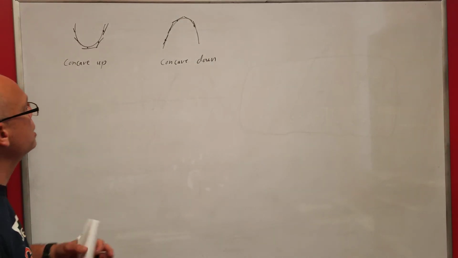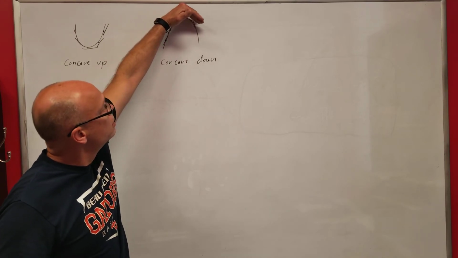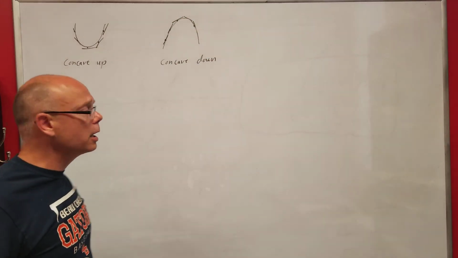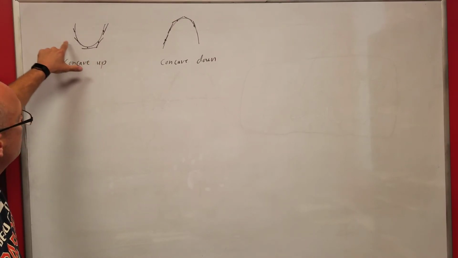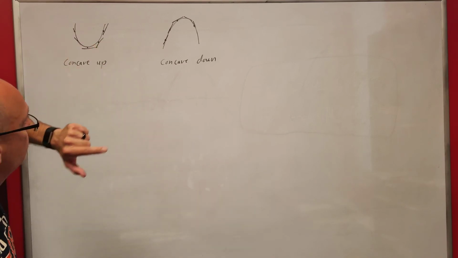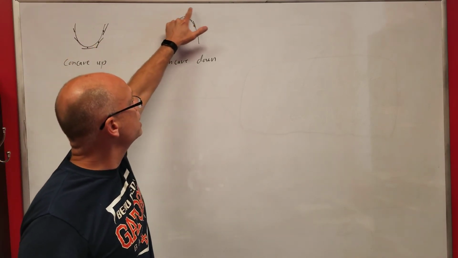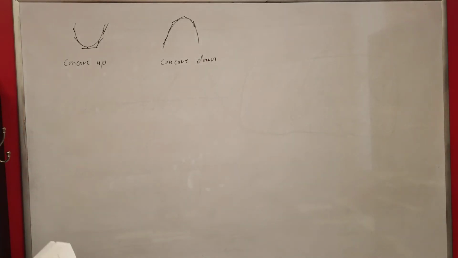They are decreasing. They go from steep positive to less steep positive to negative to steeper negative, okay? So concave up, slopes of my tangent line are increasing, or my derivative is increasing. Concave down, slopes of my tangent line are decreasing, or my derivative is decreasing.